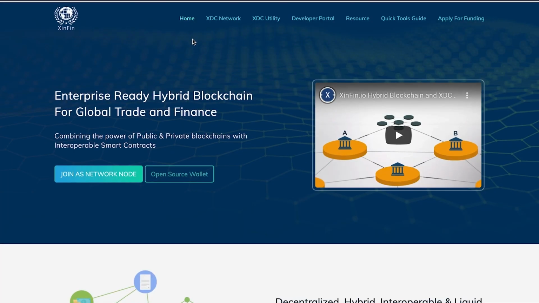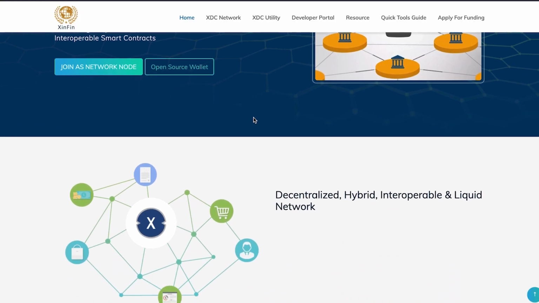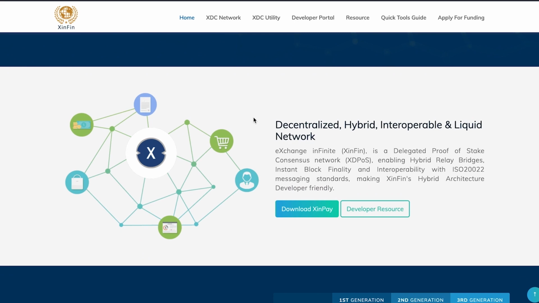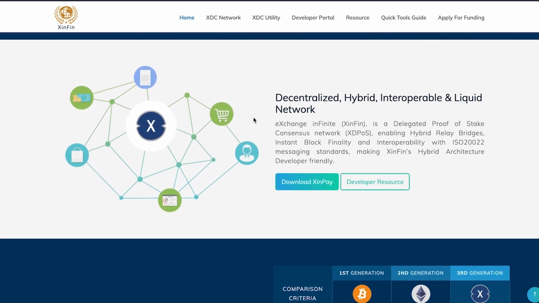All right, so let's look at an example of market shares. So here we are. This is Zenfin. They are a powerhouse in the world of blockchain, and they are tackling global trade and finance, which is an industry worth tens of trillions of dollars. And their protocol and blockchain network can basically tackle almost anything.